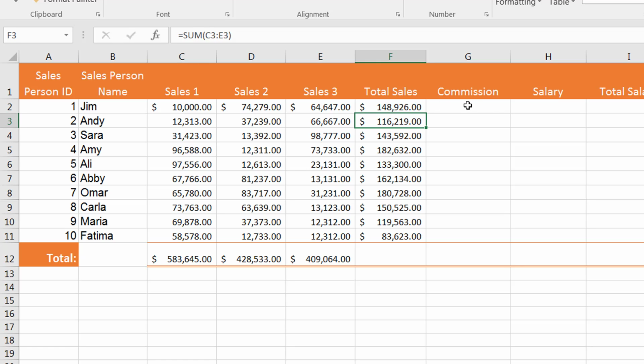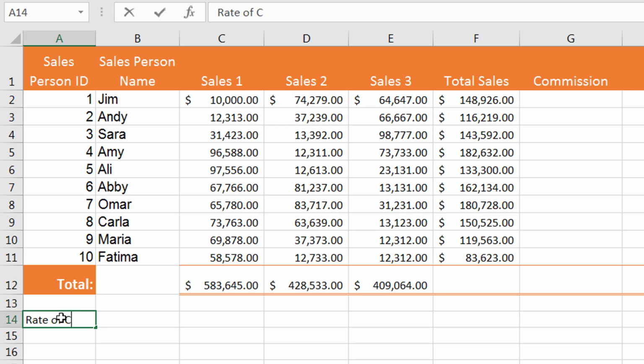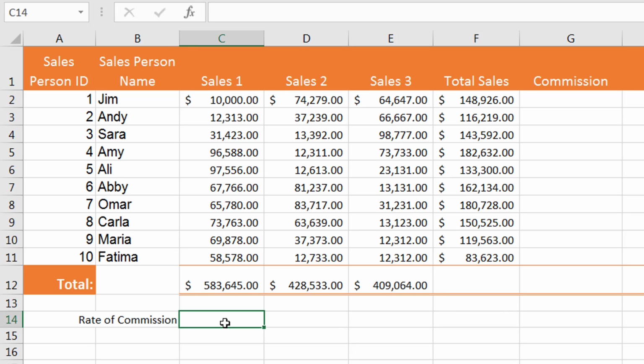However, now let's calculate the commission the person is going to be getting based on the sales. Let's write over here the rate of commission. Okay, so we're going to merge and center these cells, maybe right align it. Okay, and now the rate of the commission, let's say, is 2.5%.